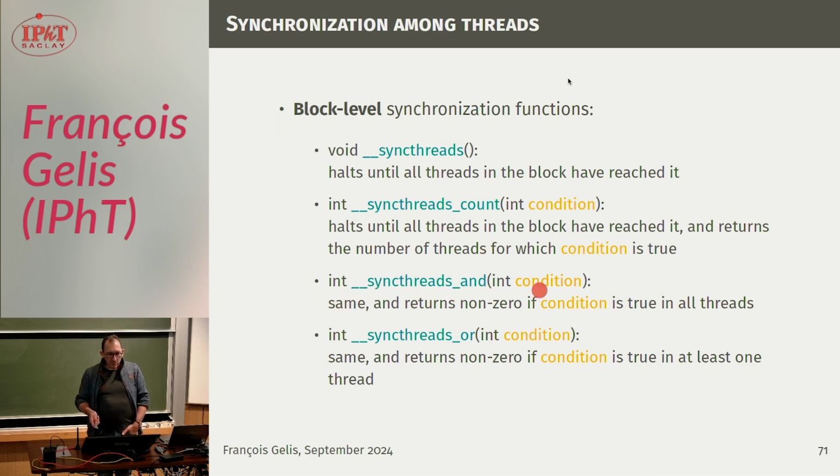There is another variant which is sync threads and. It takes an argument which is a condition, and it returns true if the condition was true for all threads. So for instance, if you want to test that all numbers in the array are positive. And then there is a variant which is OR, so it returns true if the condition is true for at least one thread in the block. So this is sometimes useful rather than coding that by hand yourself.